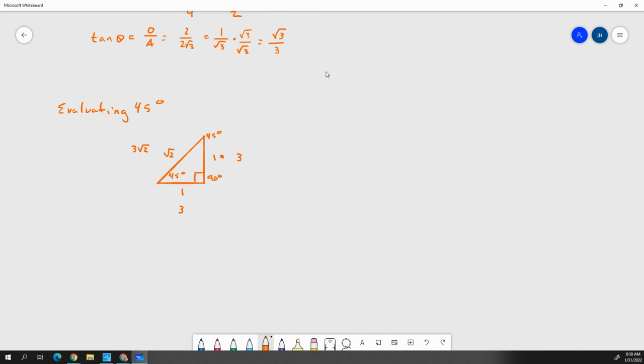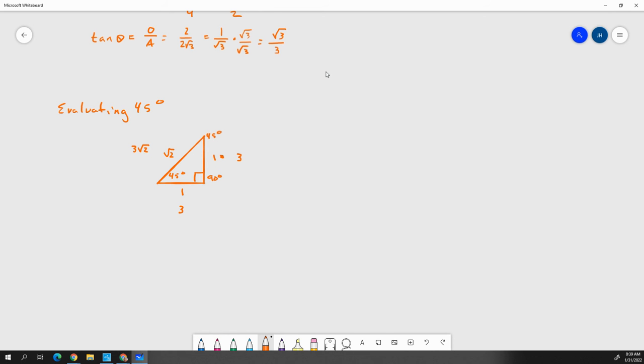Does that make some sense? If this side length was 5, this would also be 5 because these two side lengths have to be the same. And this is going to be 5 times radical 2. So that's just a little something to think about in terms of evaluating functions.